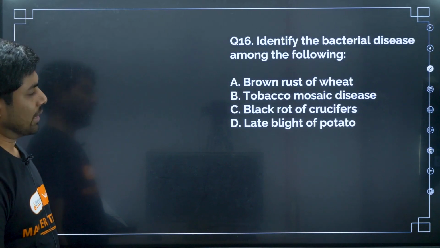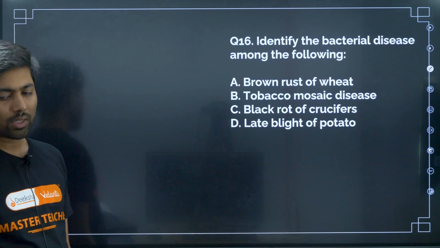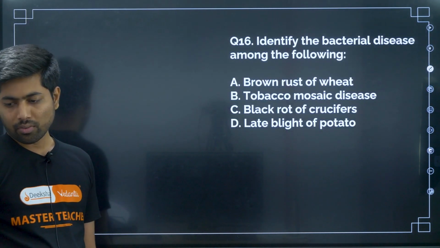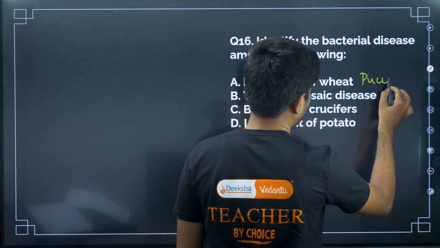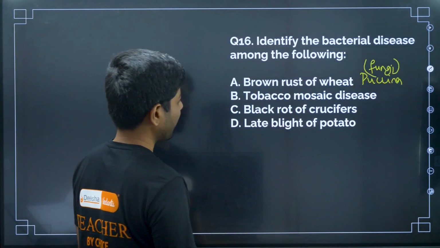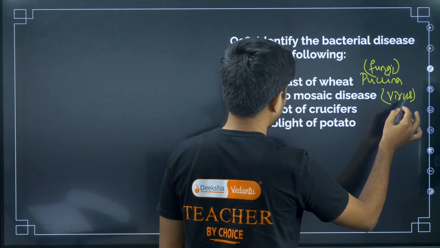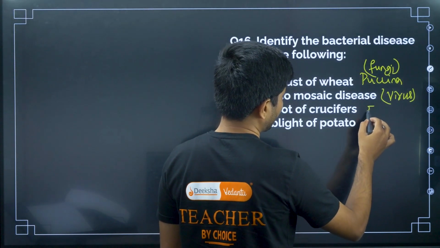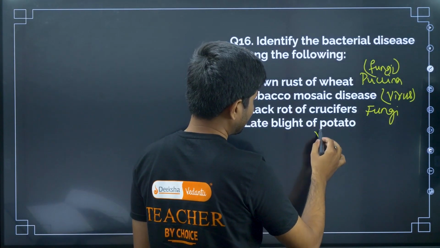Now look at question number 16, bacterial diseases among the following. Now which are the following bacterial diseases? Brown rust of wheat is caused by Puccinia, which is nothing but a fungus. Tobacco mosaic disease is caused by a virus, tobacco mosaic virus. Black rot of crucifer is caused by Alternaria, it's also a fungus. Now, late blight of potato is caused by Xanthomonas.